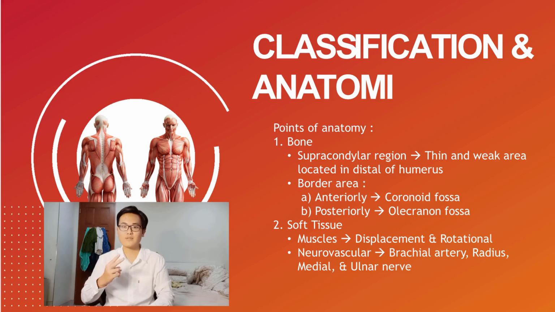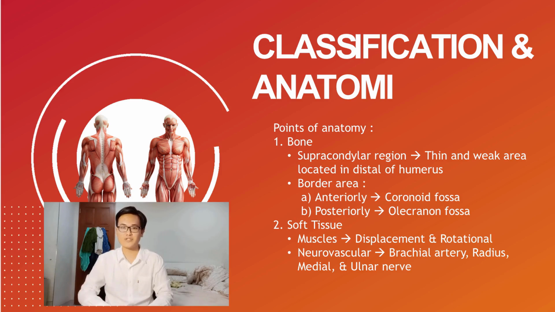There are 2 main points of anatomy. The first is the bones. The supracondylar region is a weak and thin area that is located in the distal of the humerus. This area is bordered by the coronoid fossa anteriorly and the olecranon fossa posteriorly.